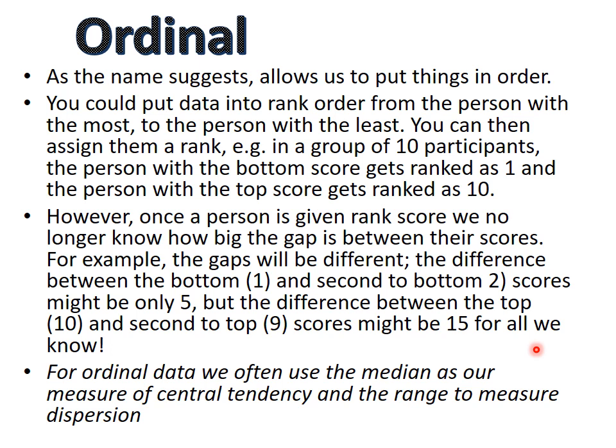But if he did, and he won the race, he would come first, and the person who came second would come second, and then someone would come third. But we don't know the gaps between those. We just know first, second, and third: gold, silver, and bronze. We just know that Usain Bolt was the fastest. So we might use the median to work out the average, and we would use the range as a measure of dispersion within that. So that's ordinal data.